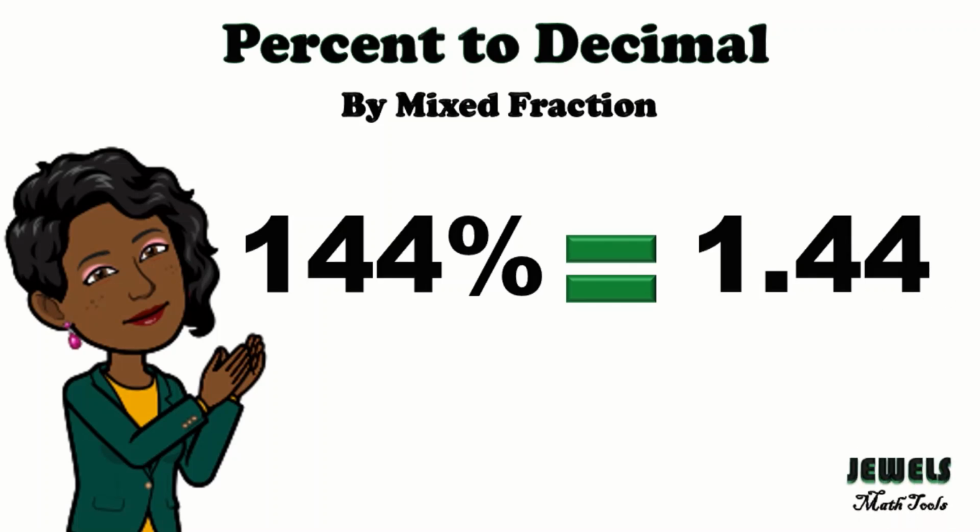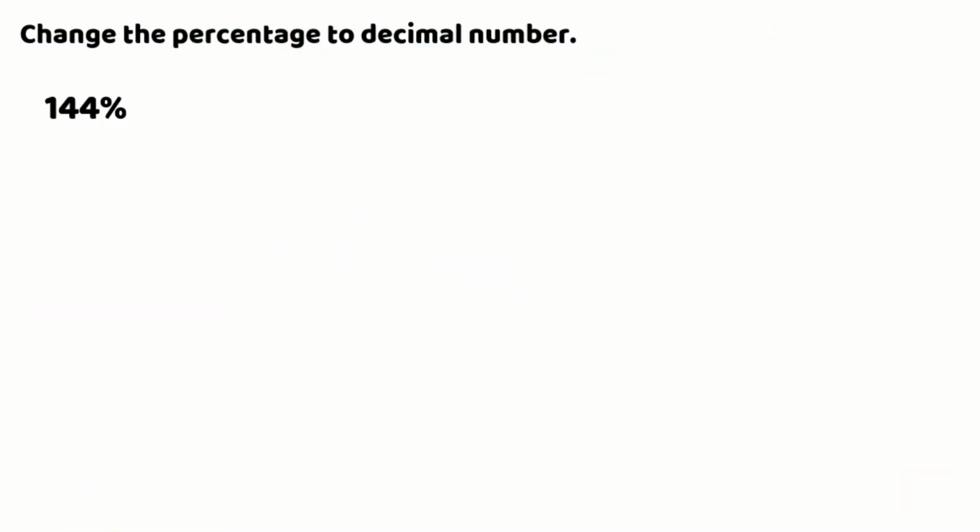In today's session, we will be converting a percentage to a decimal number by first changing it to a mixed fraction. In our first example, we're going to be changing 144% into a decimal number. And for our first step, we're first going to take this percentage and rewrite it as a fraction.